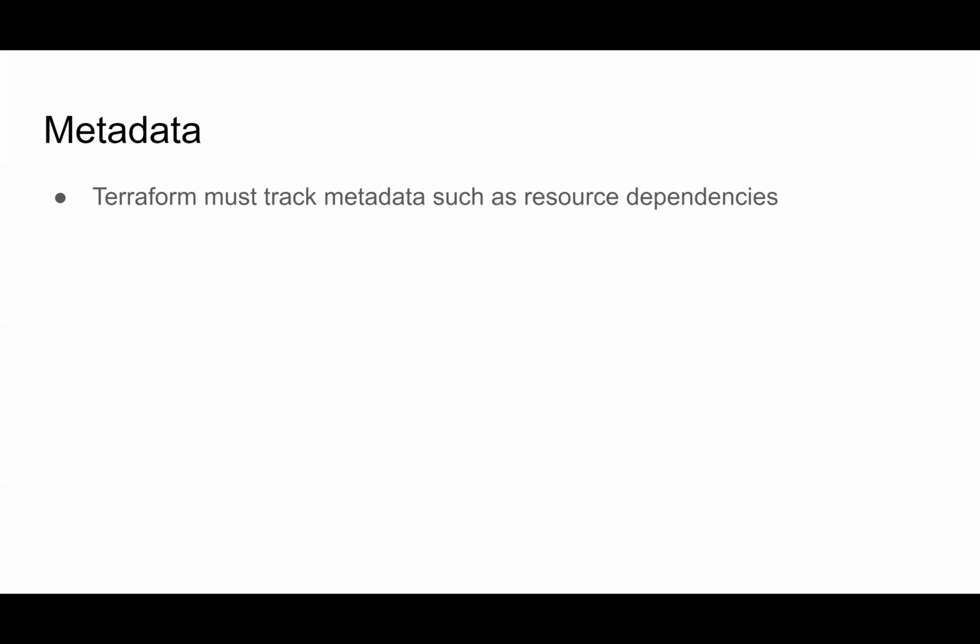The other thing that Terraform tracks is the metadata. So we know what dependencies each resource has. For example, an S3 bucket could possibly depend on an IAM policy document that specifies read and write access for something like CloudTrail. So we use metadata to track those resource dependencies.